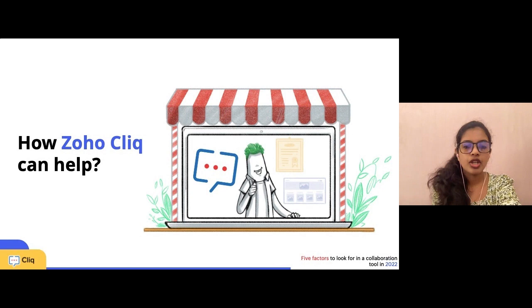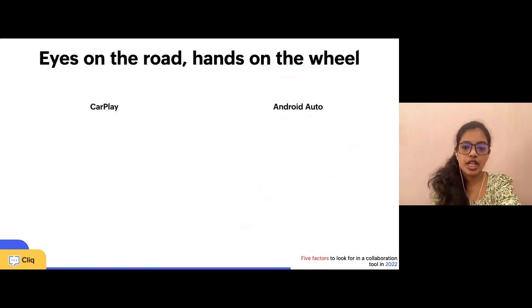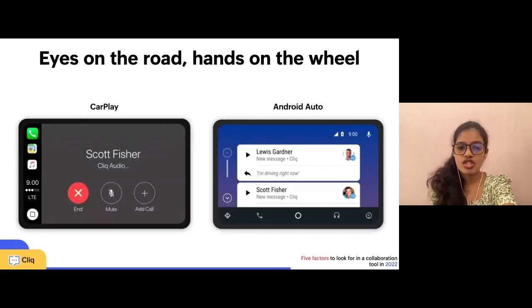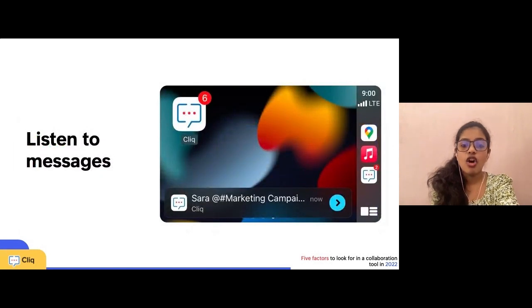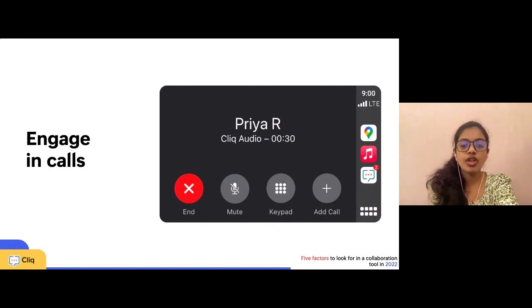collaborate on the go. Using Cliq Mobile, you can connect with your teammates and still work when you're away from your desk. Also, traffic jams don't have to hamper your work when you're driving, as Cliq supports Apple CarPlay and Android Auto. You can listen to incoming messages when you're driving or behind the wheel. You can send messages instantly, attend meetings, engage in calls with your team, and do much more even when you're behind the wheel using Zoho Cliq's CarPlay support.